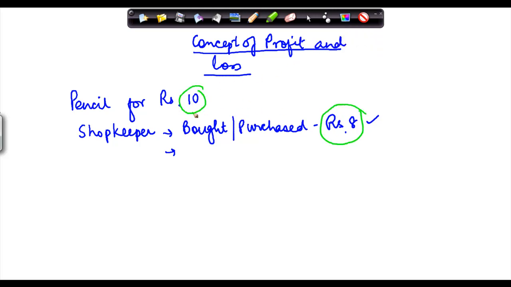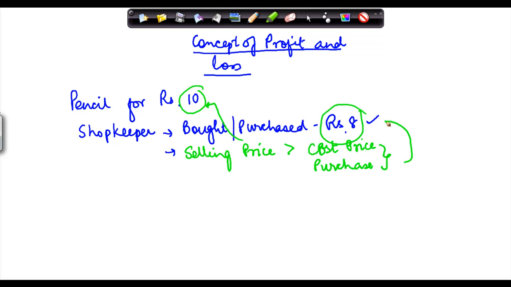So basically in such a case, the selling price is the price at which the shopkeeper sold that item, which is rupees 10 in our case, and it is greater than the cost price. The cost price, or the purchase price, or the buy price, is the price at which this was bought by the shopkeeper. So when the selling price is greater than the cost price, we say that the shopkeeper has made profit or gains.